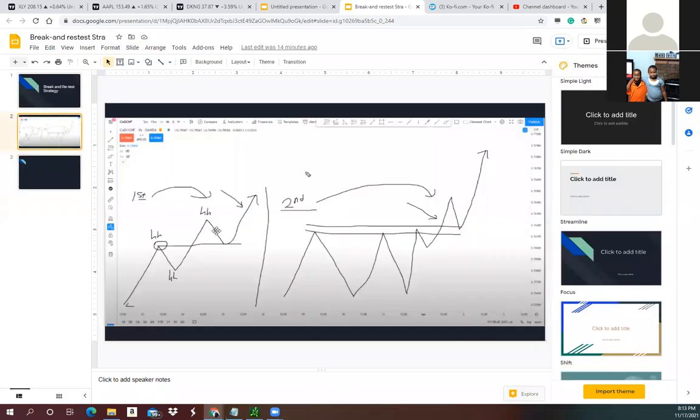All right, you guys see this right here? You guys see my screen still?